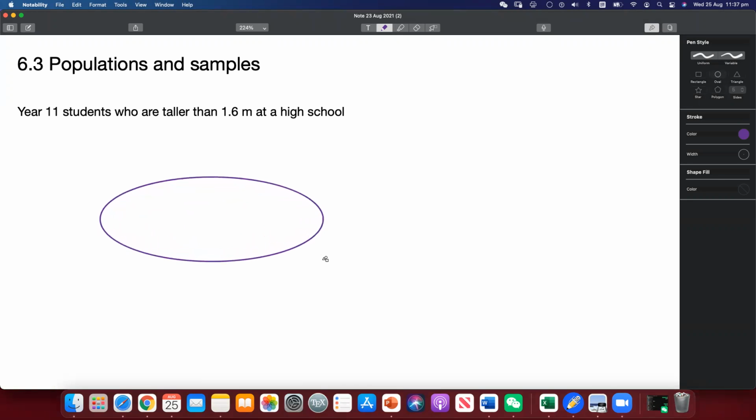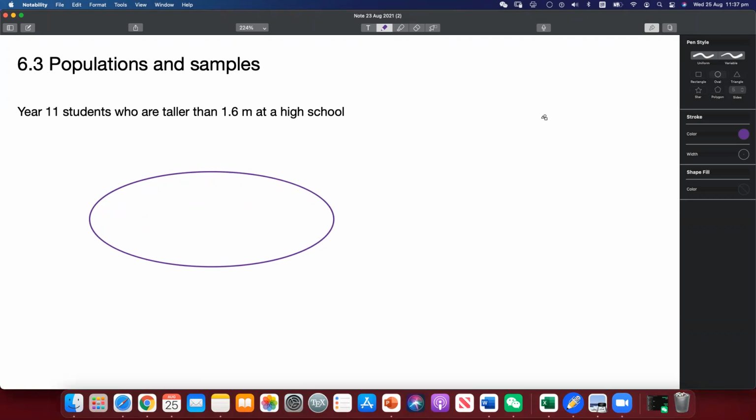I can draw an oval which represents the population, which means I'm going to have a bunch of dots in here, and every single dot means the height of a student. Let's say we have 200 year 11 students. That's a fairly big school. So I'm going to have 200 dots, but I'm not going to draw all of them. So 200 individual heights. This is called a population. That's all the heights you have in this data pool.